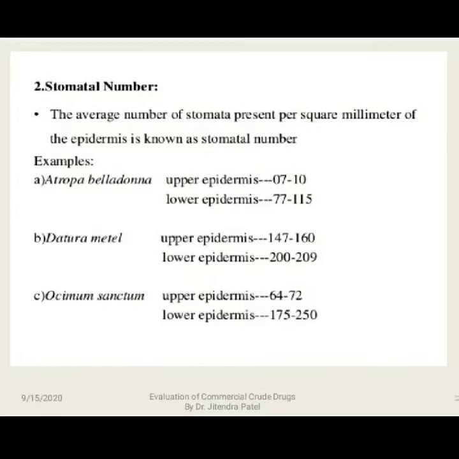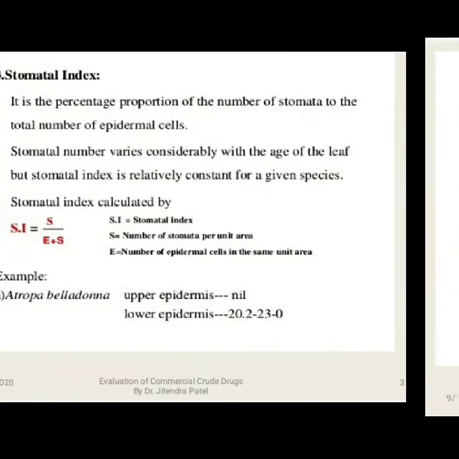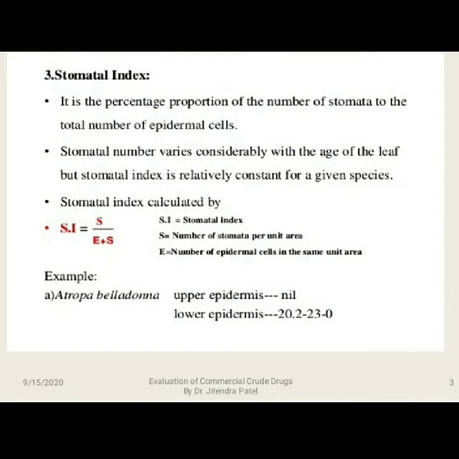Here three examples have been given. Atropa belladonna, in the upper epidermis it should be 7 to 10, in the lower epidermis it will be more, 77 to 115. In Datura metel, upper epidermis 147 to 160, in lower epidermis it should be 200 to 209. Ocimum sanctum, tulsi, in the upper epidermis it should be 64 to 72, in the lower epidermis 175 to 250.